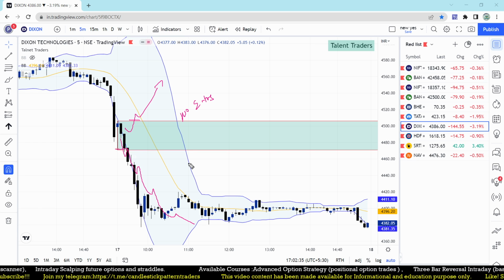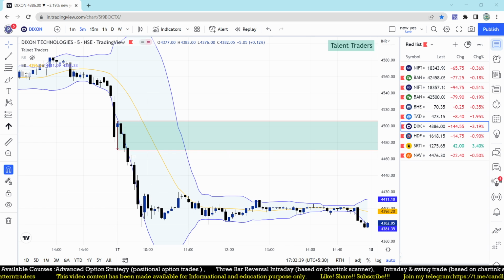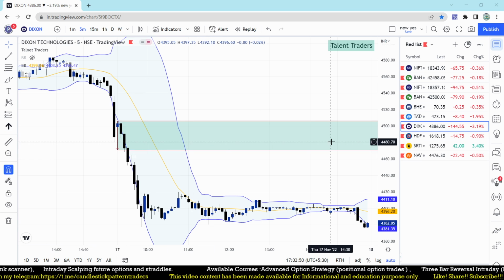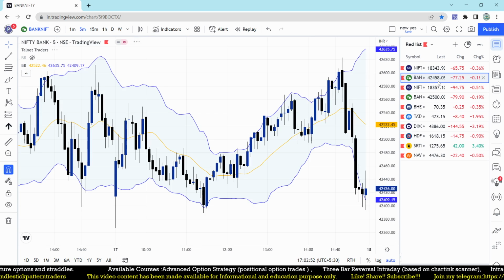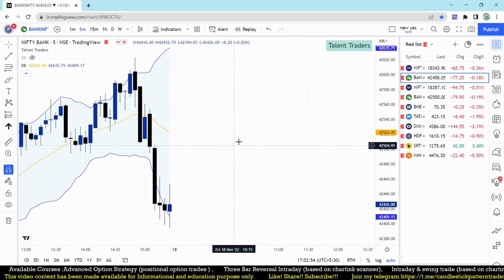And as we said earlier, Bank Nifty doesn't move very well, and it may be range bound. Nifty was also suggested to close at 18,300 to 350, and it closed exactly at 18,357. 18,357 is the close price in Nifty. And Bank Nifty is about 458, a flat close.